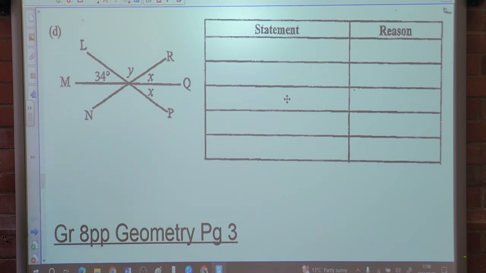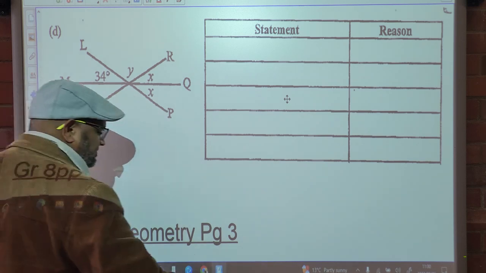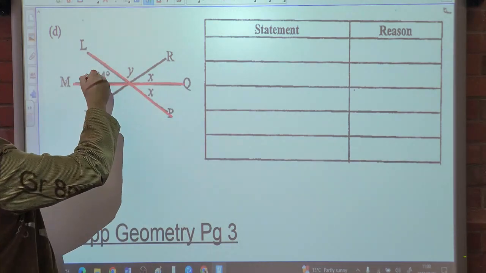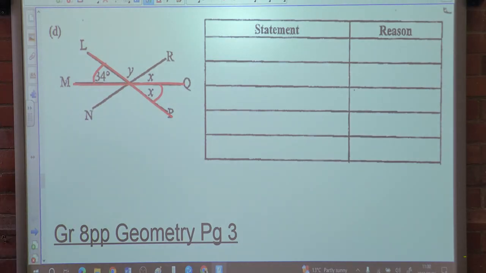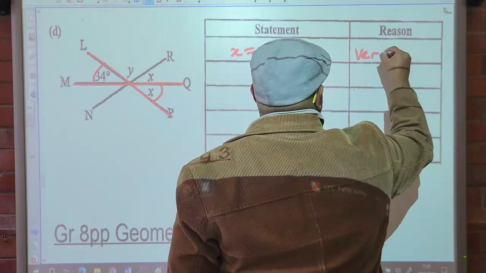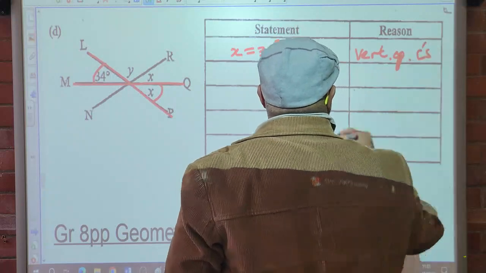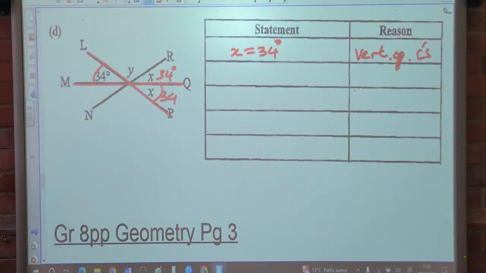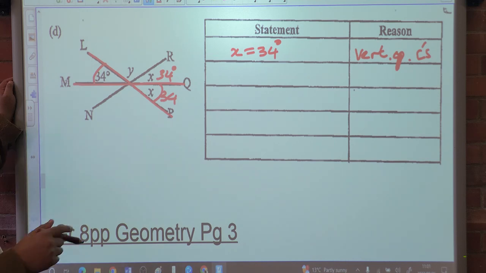Right, people, let's look at D. What can be calculated here? X. Those vertically opposite angles are equal. So x is 34. Y is a vertically opposite angle. So if this is 34, then that is also 34. Why? Because they're both x's. Can you see that, people? If you've got the same variable in the diagram, that means those values are the same. Alright, you guys understand?